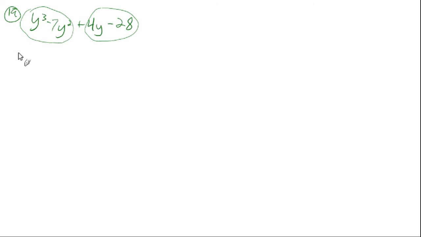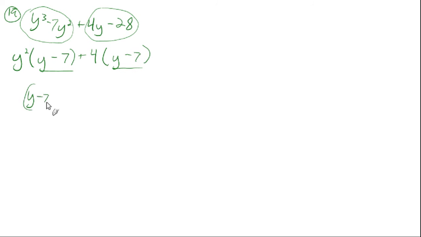So this group has a y squared in common. Okay, so that's y minus 7. And this group has a 4 in common. That's 4 times y minus 7. And wouldn't you know it, these two wind up being exactly the same. And what that means is this term and this term both have a factor of y minus 7. So we're going to factor out a y minus 7 as a common factor. And when you factor a y minus 7 out of this term, you get y squared. And out of this term, you're left with a 4.